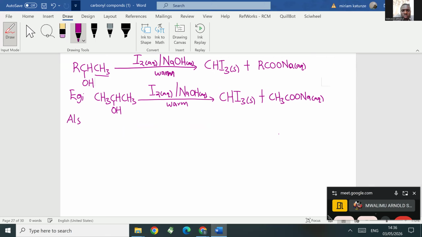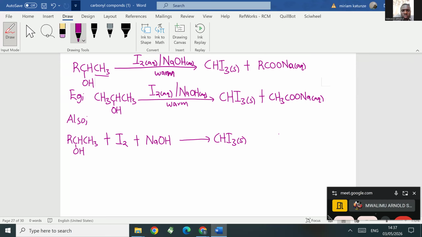Also in some books you find that they write this as the general equation. If you don't want to represent it in that form, in some books you are going to find this plus iodine plus sodium hydroxide. Iodine takes the other part, forming the yellow precipitate, then the left part is oxidized. What is the left part in this case?